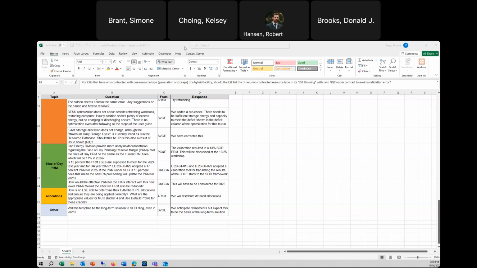I believe, let's see, Kelsey, what did you end up saying in the message that you sent out? Yeah, so because of the delay in sending out the updated templates, we haven't pushed back the official deadline for LSEs using the slice of day charging sufficiency for MCC bucket 4. But if an LSE has any concerns about meeting that deadline, you're welcome to reach out to Energy Division staff directly to discuss.